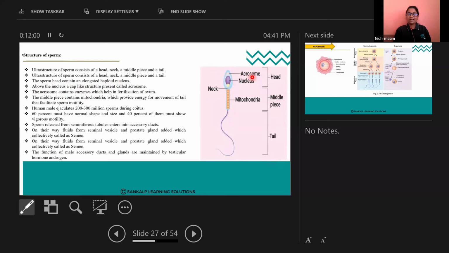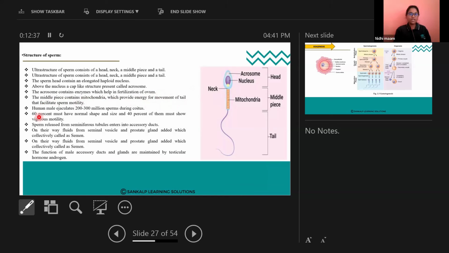The acrosome has a lot of work. The acrosome contains enzymes which help in fertilization of the ovum. Very important CET question: what is inside the acrosome? It contains enzymes which help in fertilization. The middle piece contains mitochondria, which provide energy for the movement of the tail, because the male sperm has to penetrate through the female reproductive tract and then fuse with the egg. That needs energy, right? So mitochondria provide the energy for that swimming or movement.